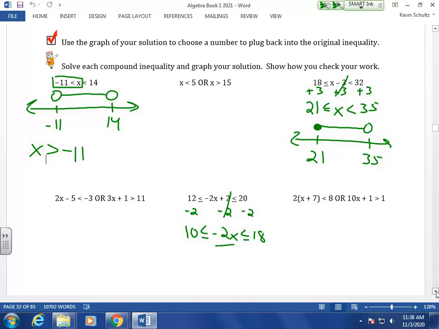So when we divide by negative 2, that actually causes our signs to become greater than or equal to. And so we get negative 5 is greater than or equal to x, which is greater than or equal to negative 9.